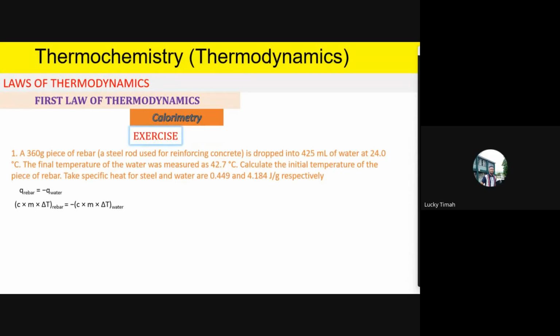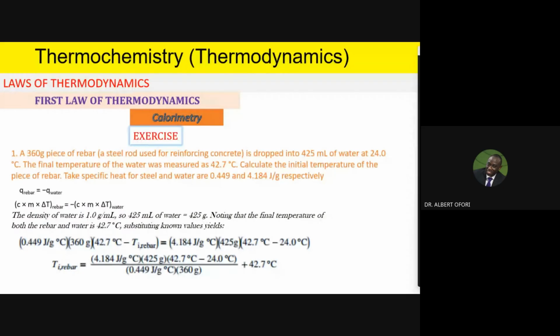Perfect. So the question basically is asking us for the initial temperature of the metal. With this equation, we can proceed to find the initial temperature. That's what I was using my whiteboard to explain here. And before going on, somebody said he has a question.